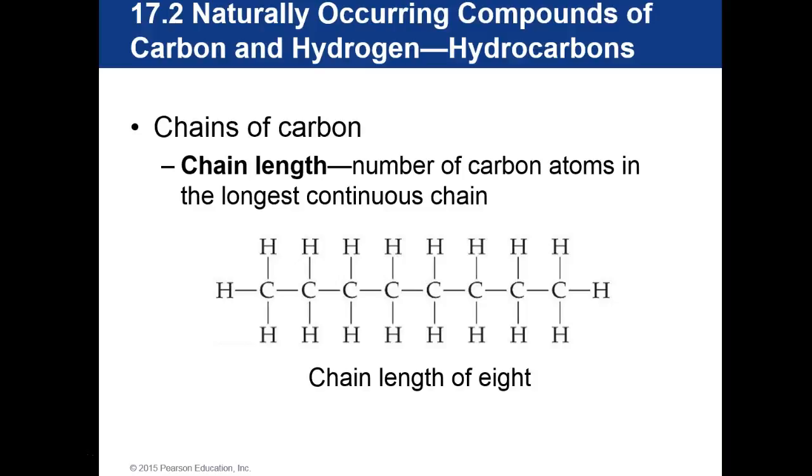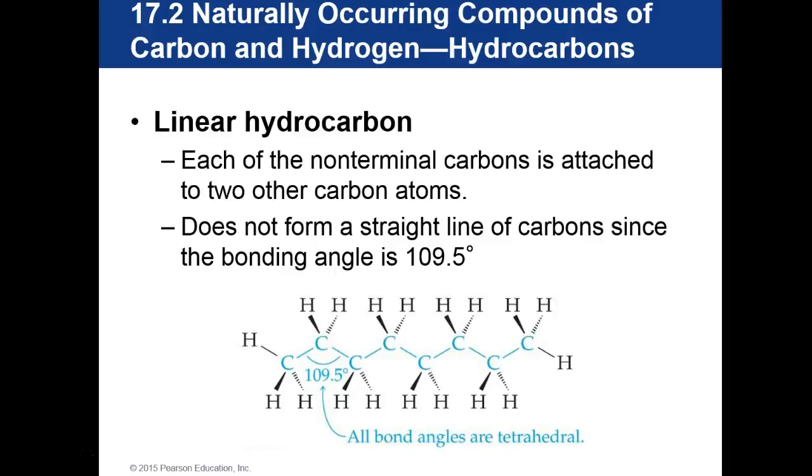The chain length is the number of carbon atoms in the longest continuous chain. Here's a chain length of 8. We can also have a linear hydrocarbon. Each of the non-terminal carbons is attached to two other carbon atoms. It doesn't form a straight line, since the bonding angle is 109.5. You can see these are all tetrahedrals here.